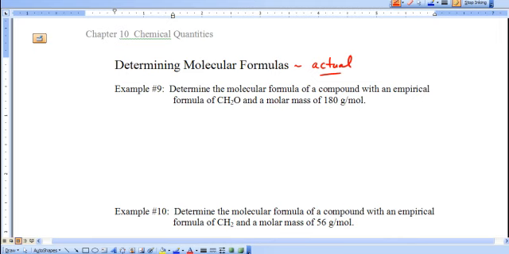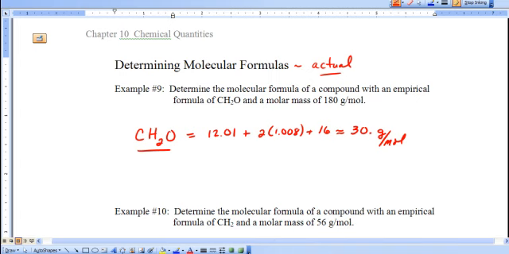Well, the empirical formula is CH2O. And if you calculate the mass of the CH2O, you have 12.01 plus 2 times 1.008 plus the 16, and that's going to be approximately equal to 30. It's going to be 30 point something, but let's just stick with 30 for right now. 30 grams per mole. Now that is the mass of this empirical unit. Now the actual formula is going to be some multiple of this.